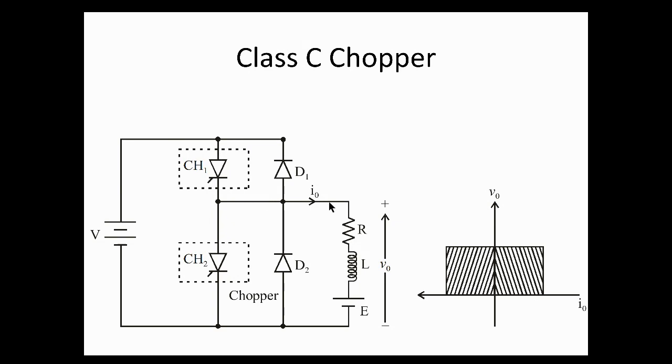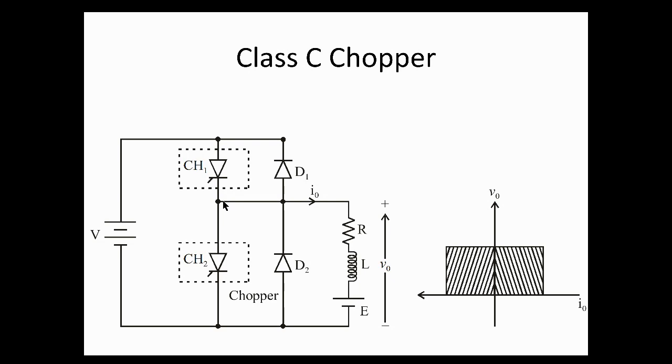So the output voltage at this time will just be equal to V, and the load will just receive the power from the source. This is typical of the class A chopper that we looked at earlier on. So this is a step down type chopper.